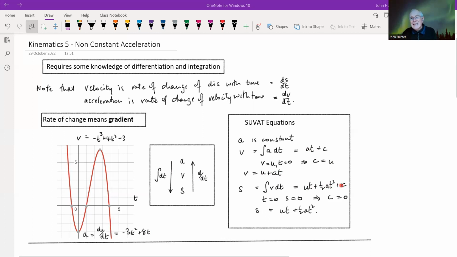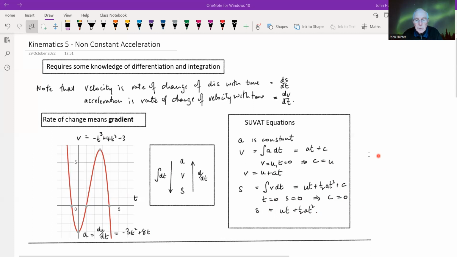Now, normally in linear kinematics, we tend to assume that the starting displacement is 0. We don't necessarily assume that in vectors, which we'll come to in another video, but usually that is the assumption that we make. And so if we assume that when t equals 0, s equals 0, that gives us c equals 0. This constant of integration drops out, and we get our displacement kinematic SUVAT equation. So that's really what non-constant acceleration is all about.